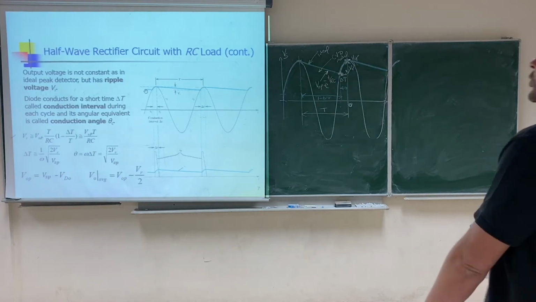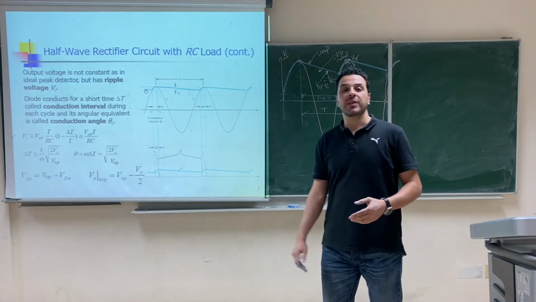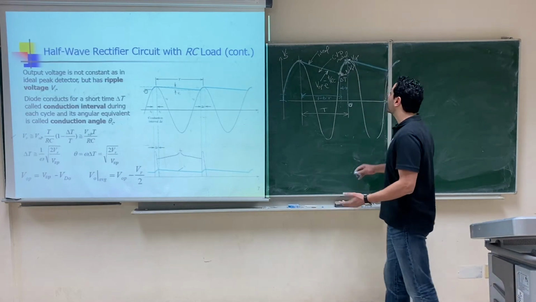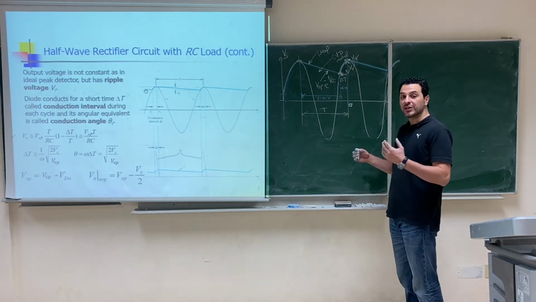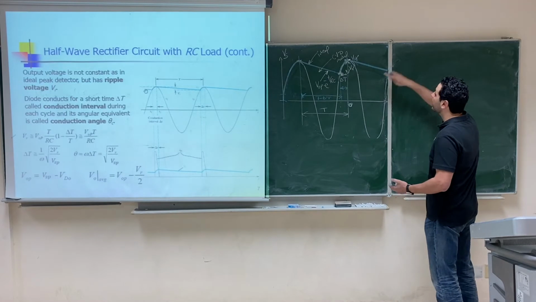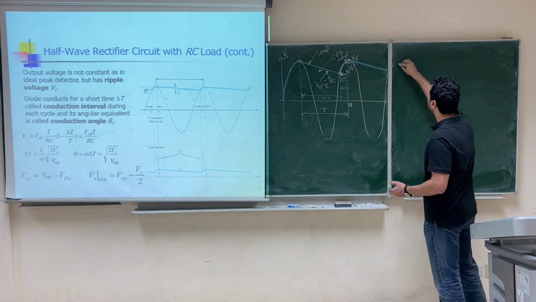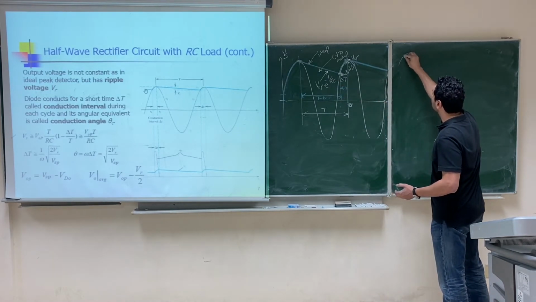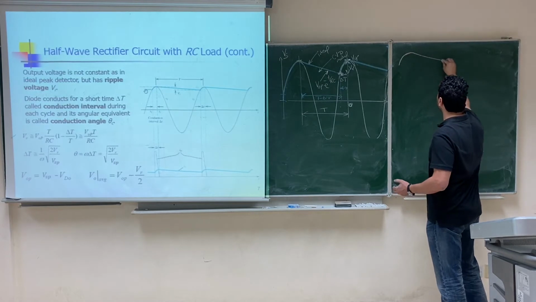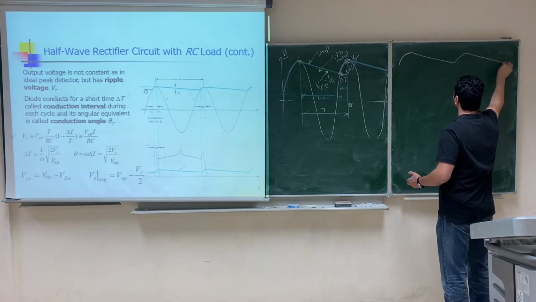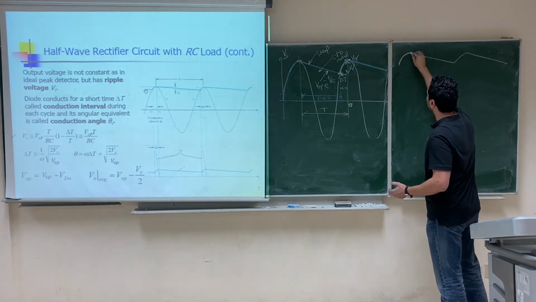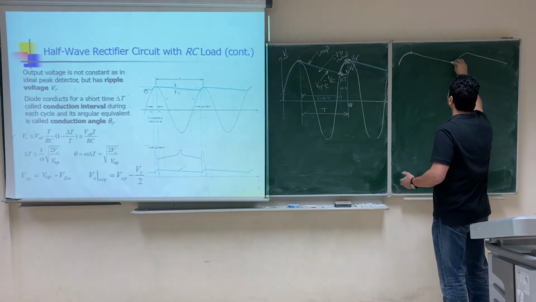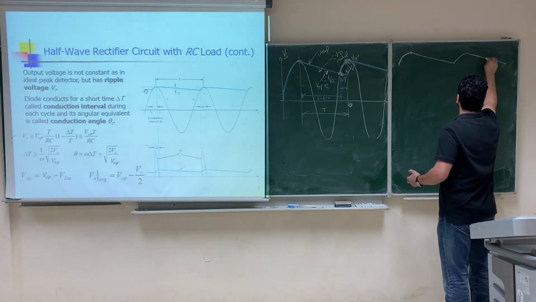So in the previous video, we talked about the half-wave rectifier with RC load, and we saw some important equations. We saw that the output will appear as increasing or charging of the capacitor, and then discharging, charging, discharging. During the charging, the diode will be on. During the discharging, the diode will be off, and so on.